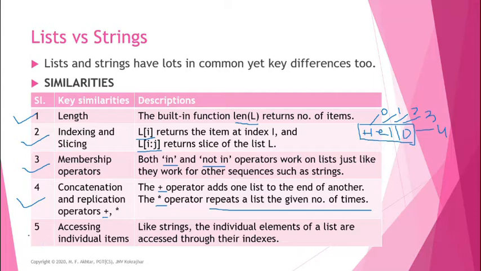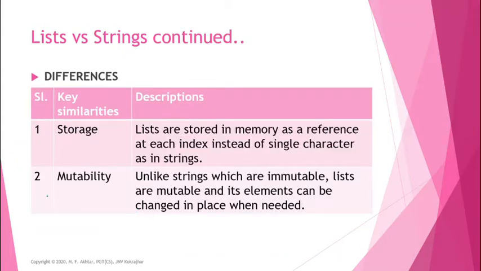Okay. See, accessing individual elements. Like a string, the individual elements of a list are accessed through their indexes. Individual elements we can access like this. Just put the index number within square brackets with the name of the list. Then it will display the value. Now there are some differences also.